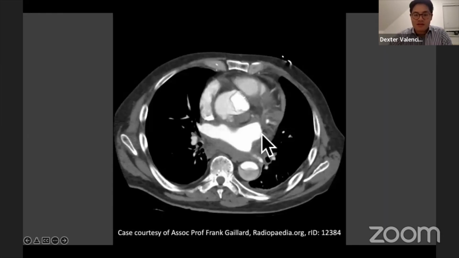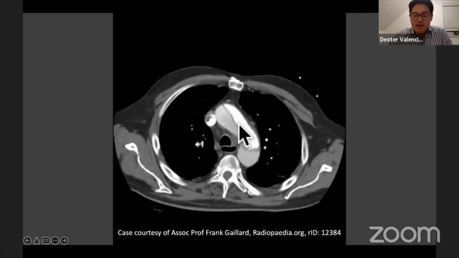Here's another case. So here we can see that we've got the aorta starting here. We can see this abnormal line. And we can see that there's a difference in the contrast here. So it's quite bright, and this one is quite dark. And we can see that this dissection flap is extending up to the arch. And we can see that there are two different lumens. One is a bit darker than the other.